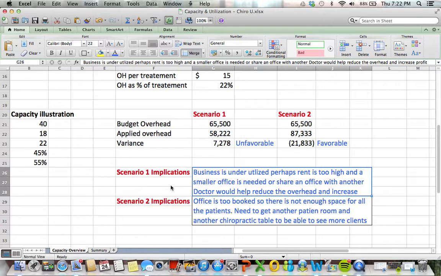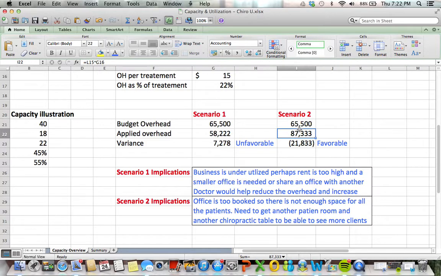So a business decision could be something like, let's get a smaller office, or let's share with another doctor, because we're not using the entire space. And this way we can decrease the overhead so it better matches our production.